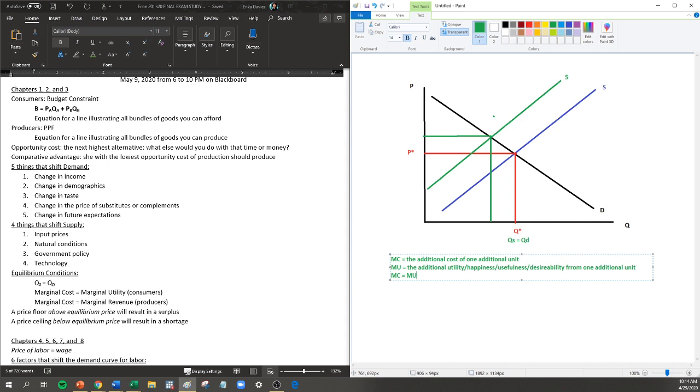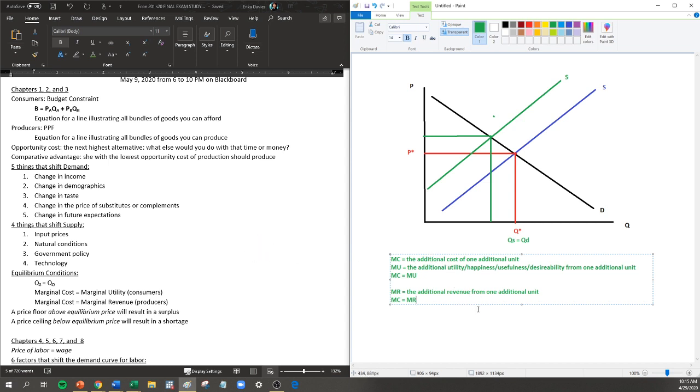Now for producers, we have the same thing, except instead of happiness or utility, producers operate in terms of revenue. So at equilibrium for producers, the additional cost of one additional unit should be equal to the marginal revenue, which is the additional revenue from one additional unit. So for producers in equilibrium, marginal cost equals marginal revenue. For consumers, marginal cost equals marginal utility.